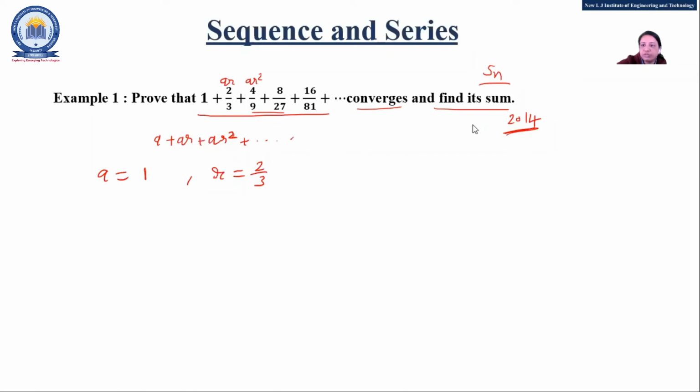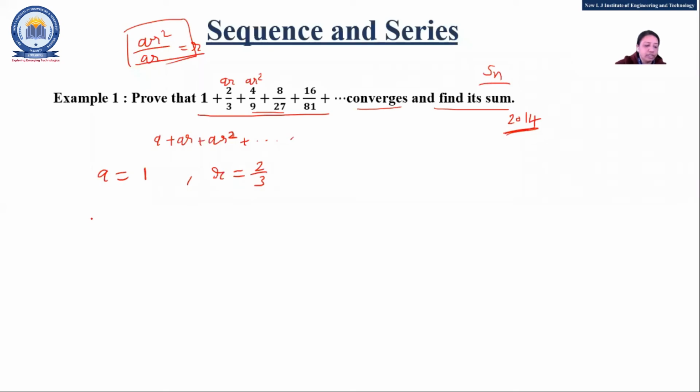Anyone? How are you supposed to decide how the R will become? Any other answer? Okay, fine. Second term divided by first term. So in that way you can do this. Obviously the terms are AR and AR square, so if you do AR square upon AR, you will have your R. So any two consecutive terms you can take, and you will have your answer, that is R equal to 2 by 3.